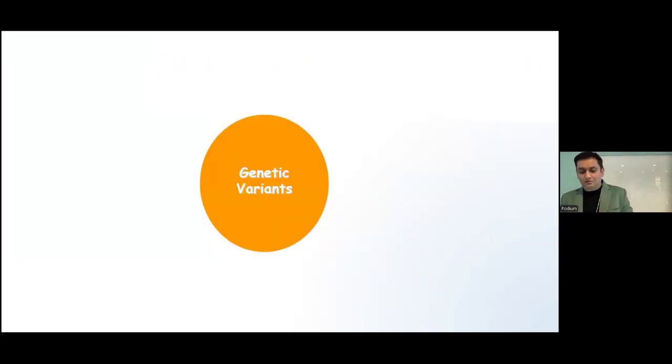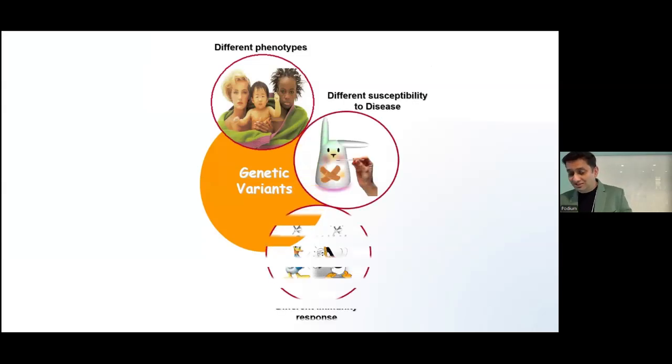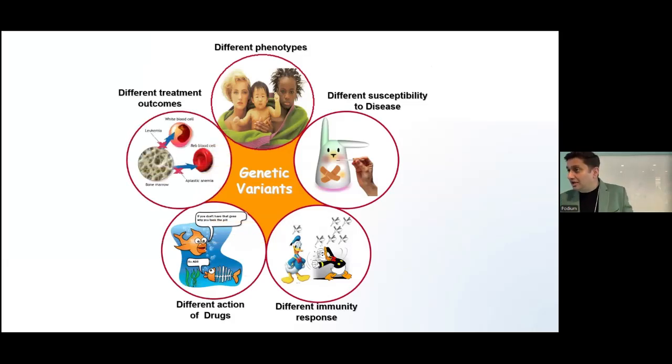And these 3 million nucleotides can give you different phenotypes, different susceptibility to diseases, different immunity responses, different action of drugs, and different treatment outcomes. So pretty much the whole play is focused on these 3 million nucleotides and mainly on the other 4 aspects. And that's what OncoHelix, in its translational research space as well as in its clinical diagnostic space, is trying to do in Canada.